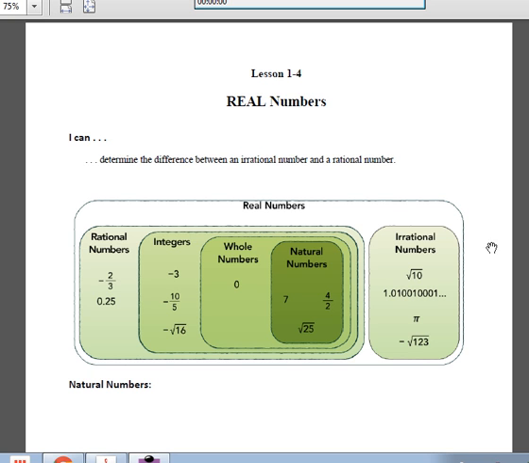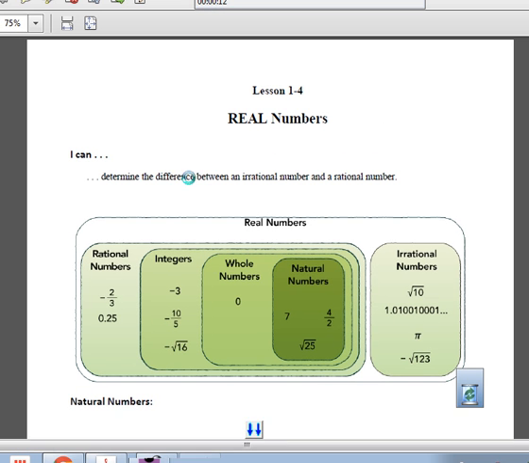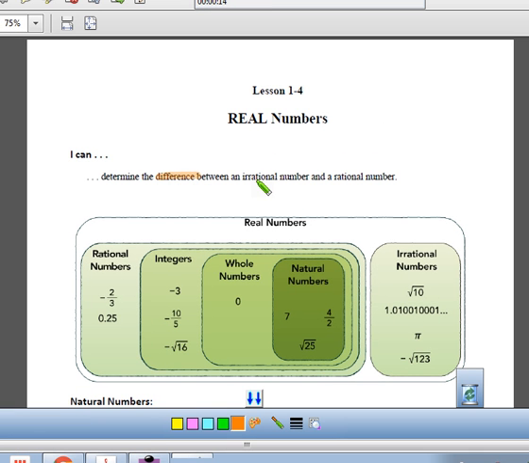The learning target for this lesson: I can determine the difference between irrational numbers and rational numbers, or an irrational number and a rational number. So, deciding whether a number is rational or irrational.